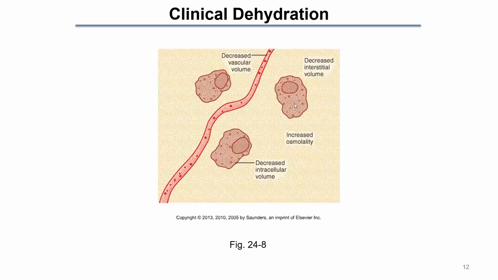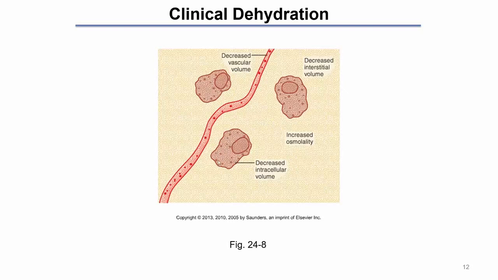What's going to happen is that fluid is going to be drawn. The osmolarity in the ECF has increased. We'll start off with osmolarity in the cells being the same. So which way is water going to move? Water always moves from a less concentrated solution to a more concentrated solution. So water is going to move out of the cell into the interstitial space.